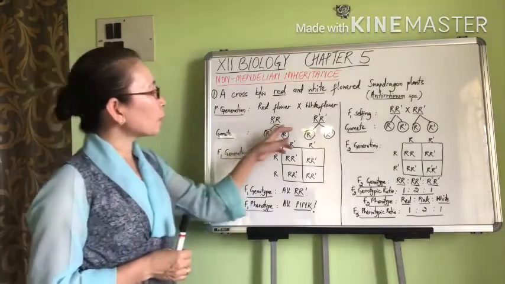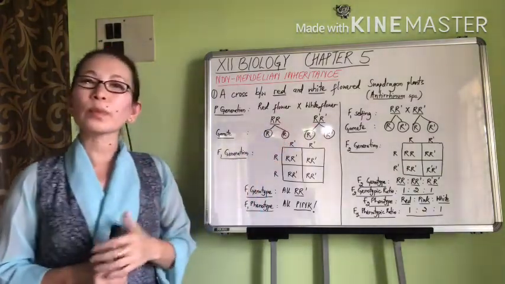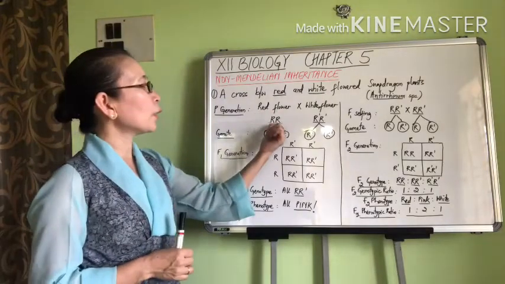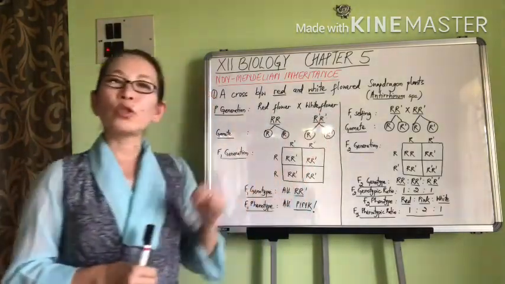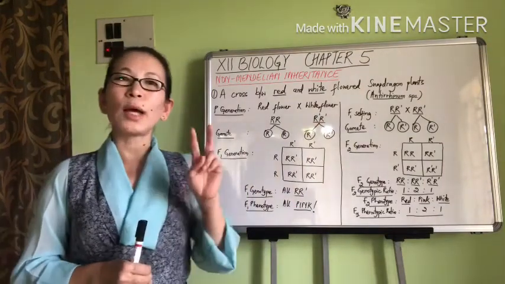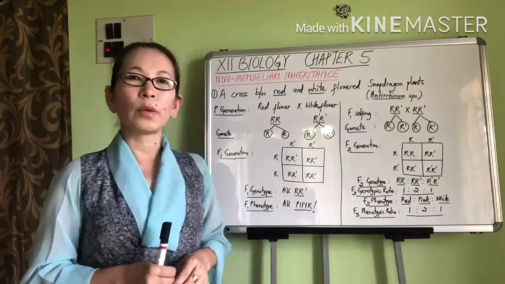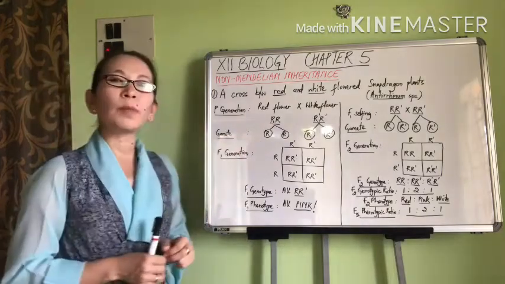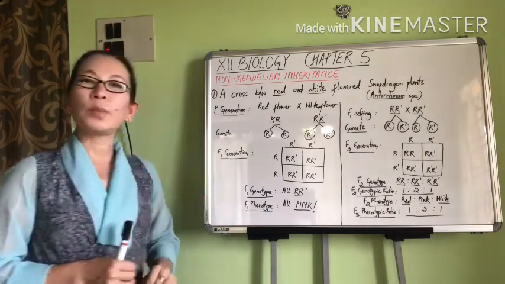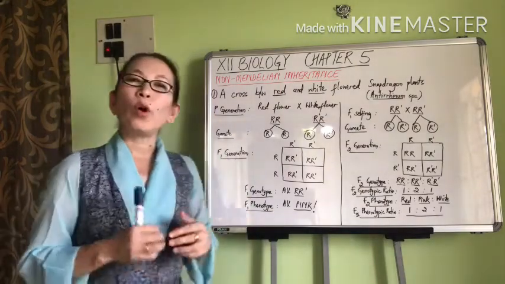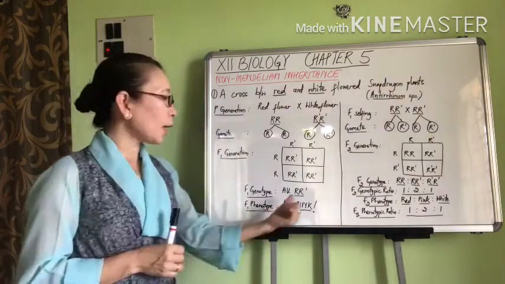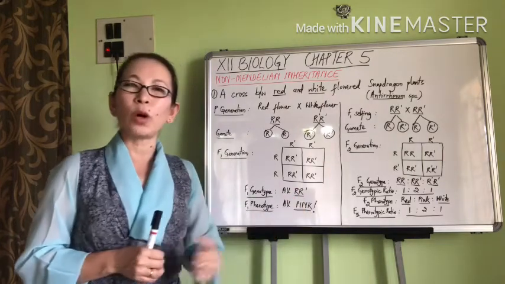The genotypes that I'm giving for these two parents are: for red flower, we have 2 capital R, homozygous, and for the white flower I'm taking 2 capital R dash, R' homozygous. Now when such true breeding plants were crossed and they obtained the first filial generation, the genotype of all of the F1 generation was a heterozygous RR' combination.